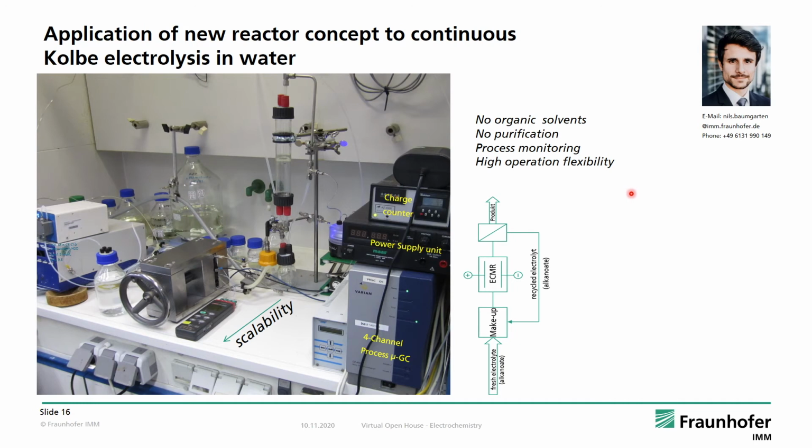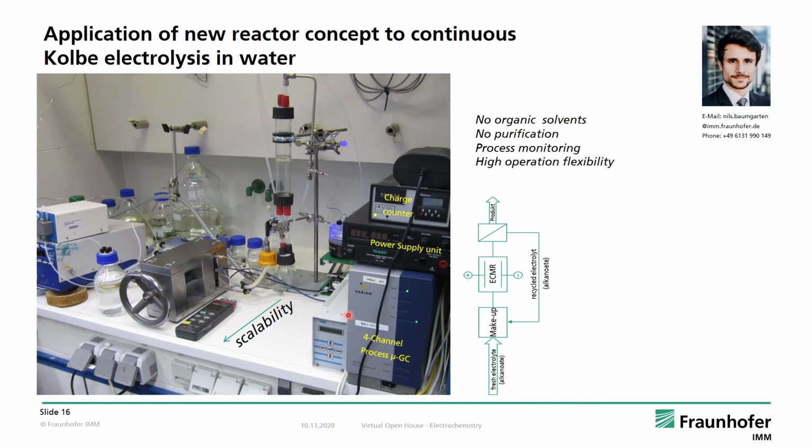This picture shows an experimental setup for the production of n-alkanes from a defined fatty acid mixture via the Kolbe electrolysis. So the educt solution is pumped through the electrochemical microreactor where the electrolysis takes place, and the reaction mixture is then afterwards collected in this column or tube here. This tube is connected to a 4-channel process micro-GC to detect the gases evolving during the reaction and to ensure some process monitoring.